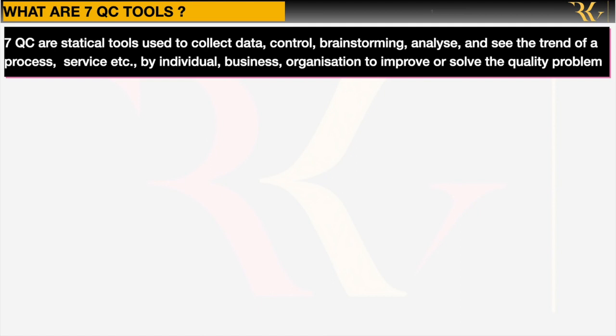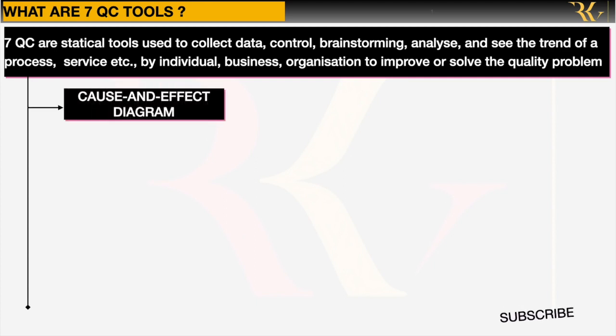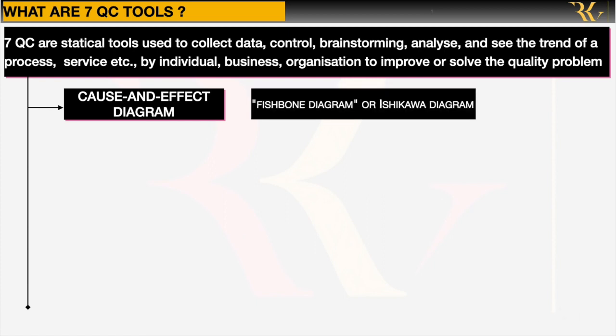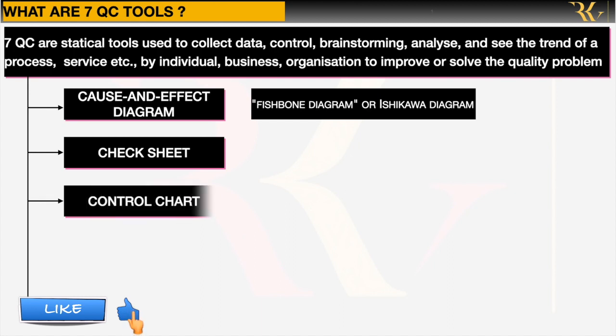What are the 7 QC tools? The 7 QC tools are statistical tools used to collect data, control, brainstorm, analyze, and see the trend of a process, service, etc., by individuals, businesses, and organizations to improve or solve quality problems. Cause and effect diagram, fishbone diagram or Ishikawa diagram, identifies many possible causes for an effect or problem and sorts ideas into useful categories. Check sheet, a structured, prepared form for collecting and analyzing data, a generic tool that can be adapted for a wide variety of purposes.